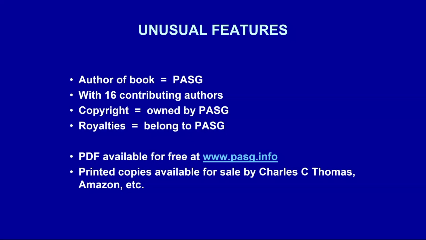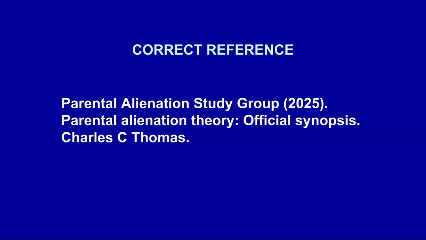You know why? Because we plan to update this. The whole idea is that as we update it, there are going to be new versions, and we don't want multiple versions of the book floating around in different places. So this is actually the correct reference. Since the author of the book is Parental Alienation Study Group, that should go first, and then the name of the book, and then the publisher.